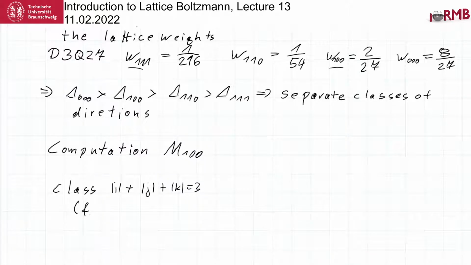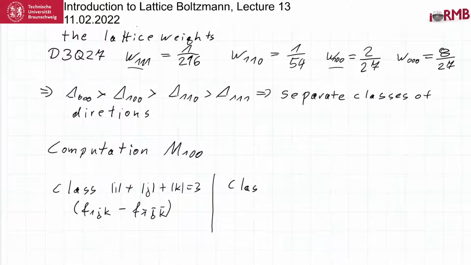So in this class, you do this: f1jk minus f minus 1 minus j minus k. So these two distributions are exactly the ones that go in the opposite direction to each other. And we'll take this for the second class too.